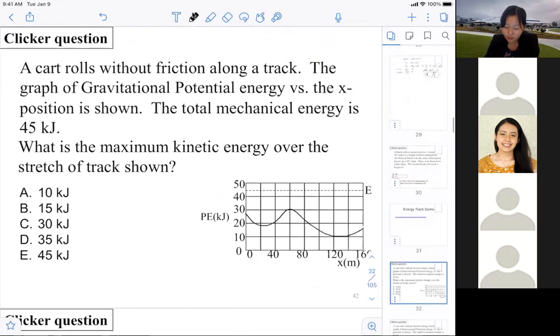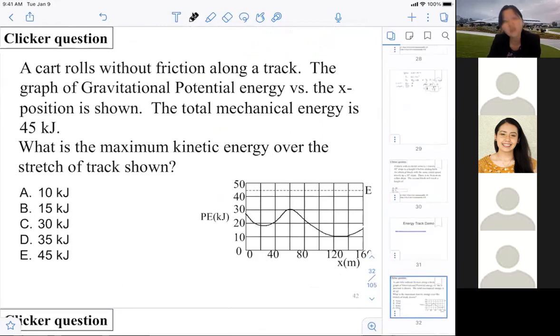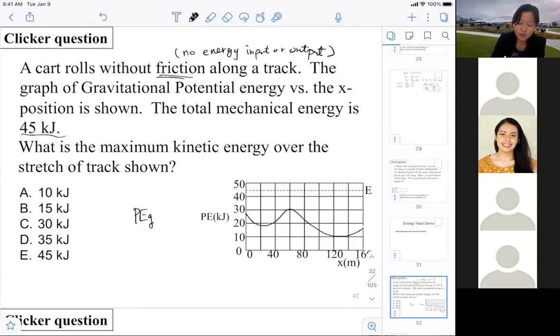And a lot of times we talk about kinetic and potential together as the mechanical energy. So for example, here, again, we have a cart that rolls without friction. Whenever you see without friction, you can know that there is no energy input or output. It didn't say that there is a force to speed it up, so there's no input. There's no output because there's no friction. Okay, so it gives us a graph of the gravitational potential energy, PEG, versus the position, as shown. You can see it is changing. But the total mechanical energy is 45. So the mechanical energy, the kinetic and the potential combined, is 45 kilojoules.